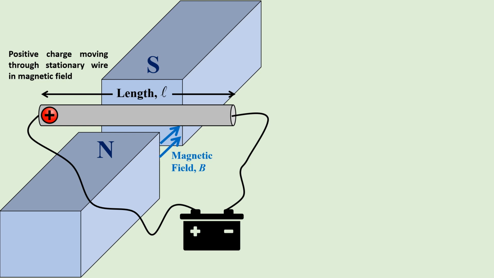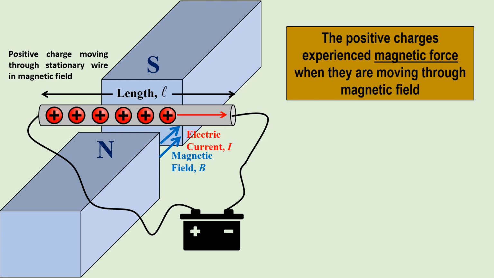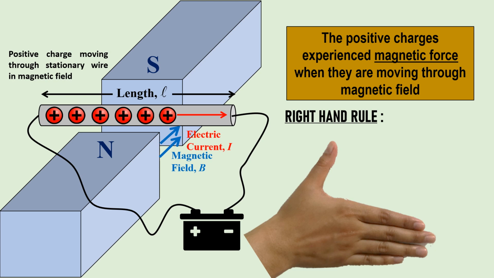Remember from the animation in the previous video, a charge will deflect in circular motion when it is moving in a uniform magnetic field. Since there are moving charges in this conductor due to the current flow, the force acting on these charges is the same force that caused the conductor to move. Hence, we can apply the right-hand rule to determine the direction of force. The thumb always shows the direction of force, the four fingers follow the direction of moving charges, and the palm faces towards the direction of magnetic field.